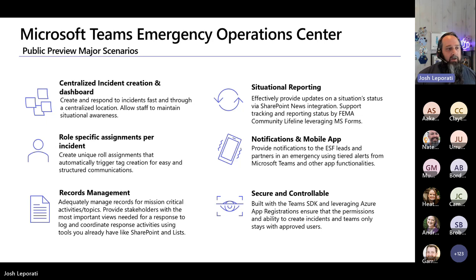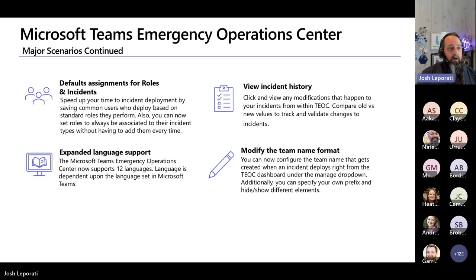For records management and notifications, we're leveraging native apps that are already there. So records management in SharePoint, notifications and mobile apps inside of the Teams app. And then for situational reporting, there's a lot of work around how you can leverage SharePoint News or other elements, again, within the ecosystem to provide that information out. Secondly, we have a few others around how we can speed up the time to deployment, right? I can set default users and default users to roles and incident types. I can view the history as I go forward and make modifications to my incident. And then we also have a lot of language support, multilingual support inside of the app.